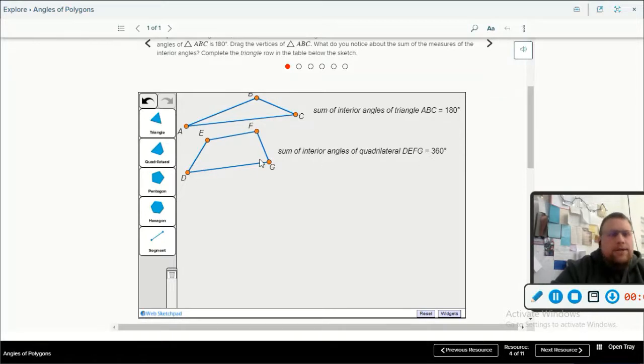Okay, what is the sum of the interior angles of the quadrilateral DEFG? It is 360 degrees. And I'm going to draw a diagonal on this one. I'm going to connect D to F. How many triangles did I just create? Notice that there's 1 triangle, 2 triangles. What do the angles of a triangle add up to? That's 180 degrees, that's 180 degrees, so 180 plus 180 is 360.